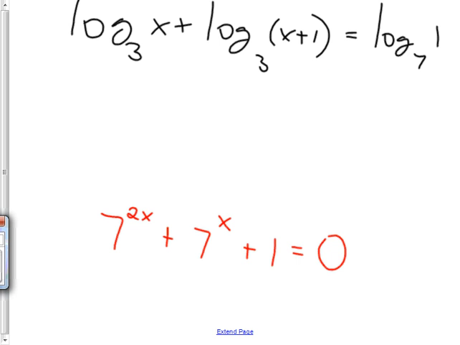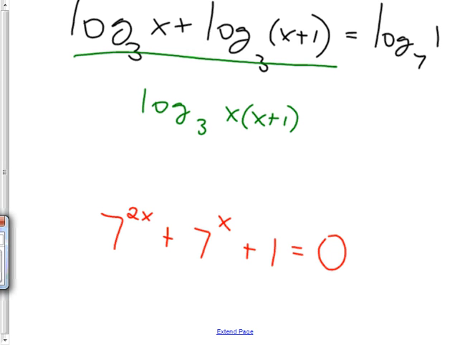Okay, let's see how this first one would go. These two can be combined. So you make them log base 3 of x times x plus 1. With me so far? All I did is make a plus into a multiply right there.